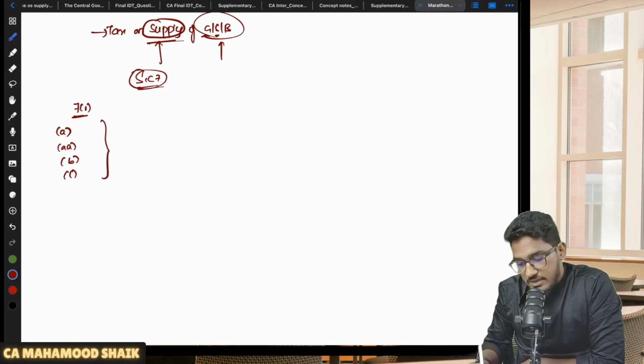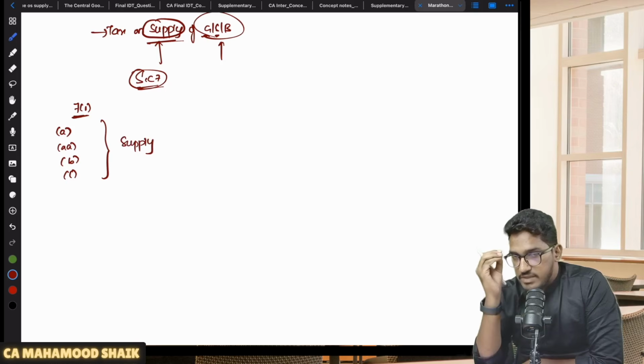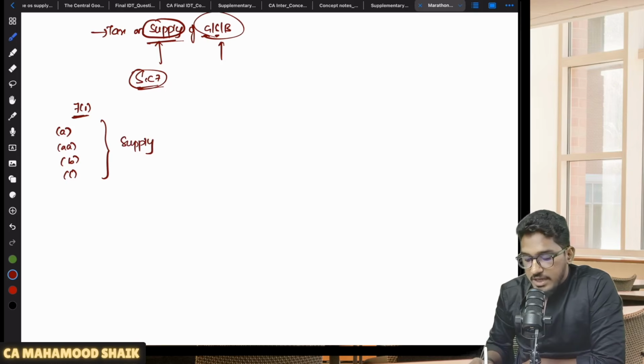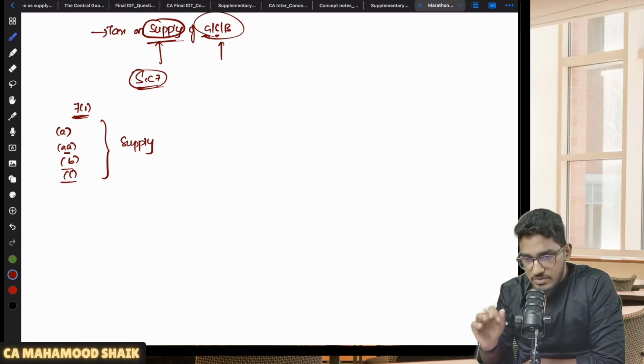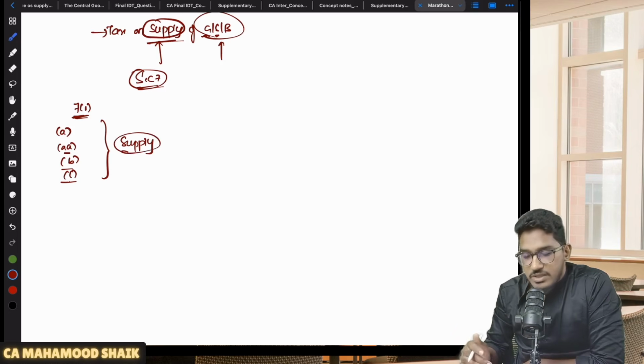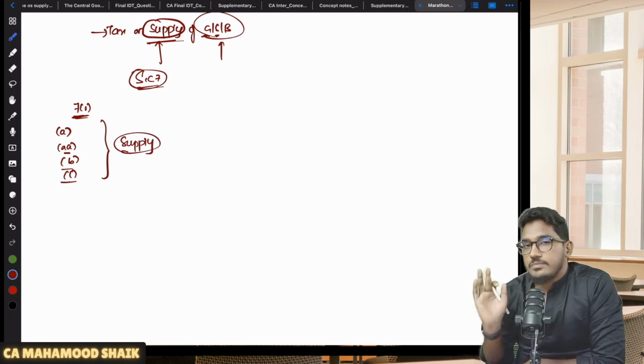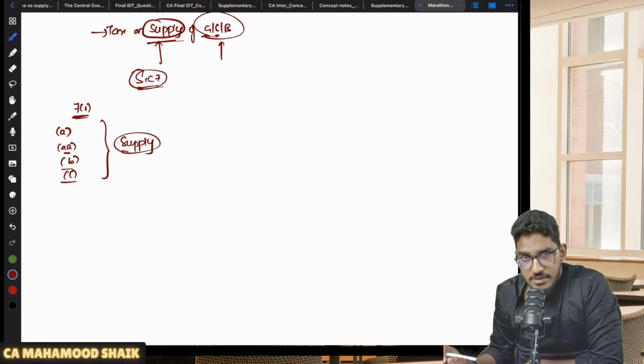Under section 7, subsection 1, they have clarified when an activity will be classified as supply. There are certain activities which will qualify as supply under section 7, subsection 1, clause A. There are some activities which will qualify as supply under clause AA, certain activities under clause B, and certain activities under clause C. Whatever it is, section 7, subsection 1 will tell us when an activity will qualify as supply.